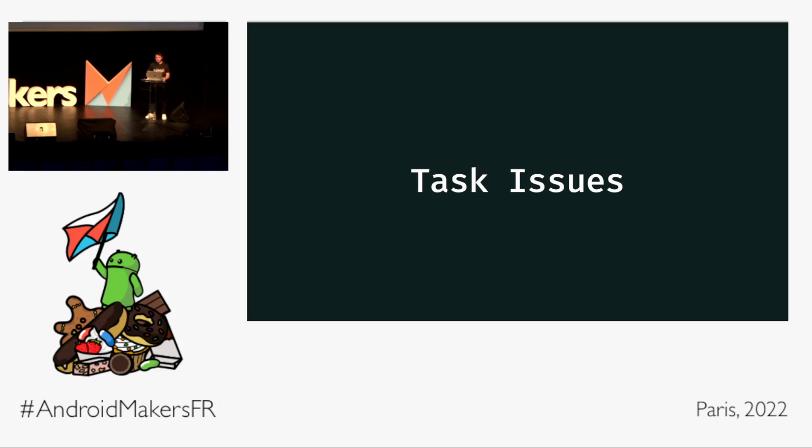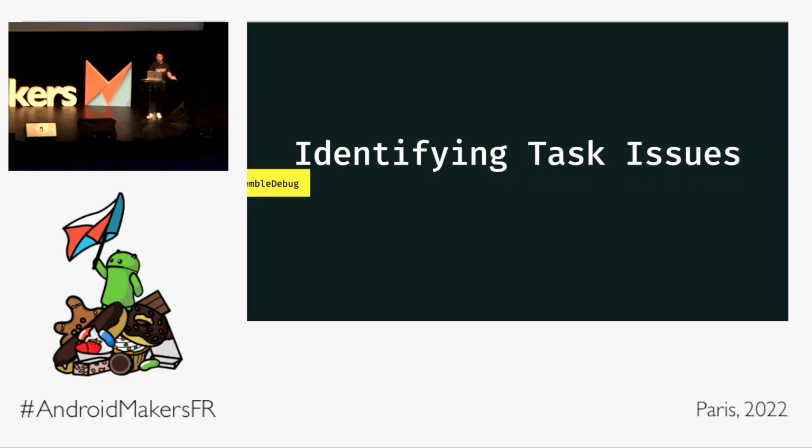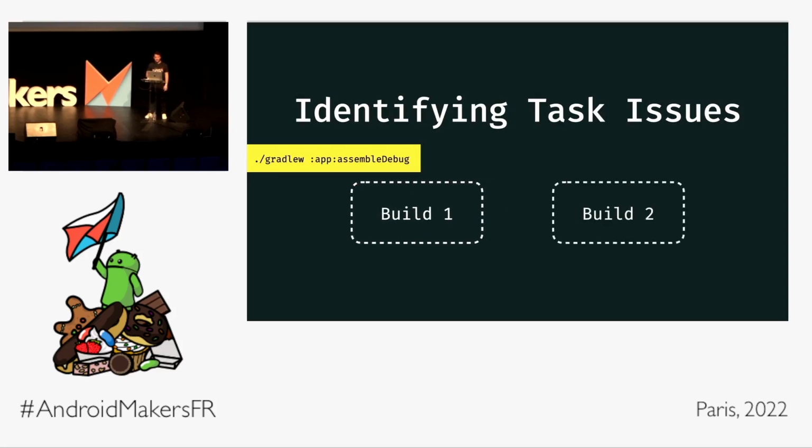There's sort of two parts to this. The first is identifying task issues. Now this part is sort of straightforward. Say your canonical build the app command is just app assemble debug. So you do one build, a bunch of tasks run. Now you run it again, and ideally no tasks have run. This is the happy path. Everything is up to date correctly. You're good to go. If for some reason tasks did run, then you've got a problem here.